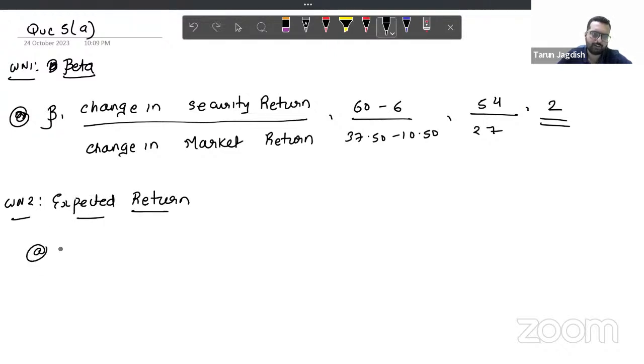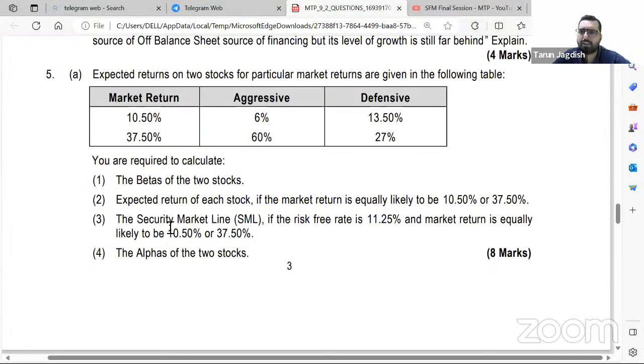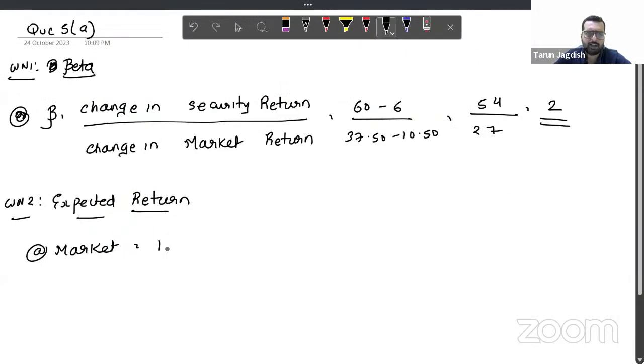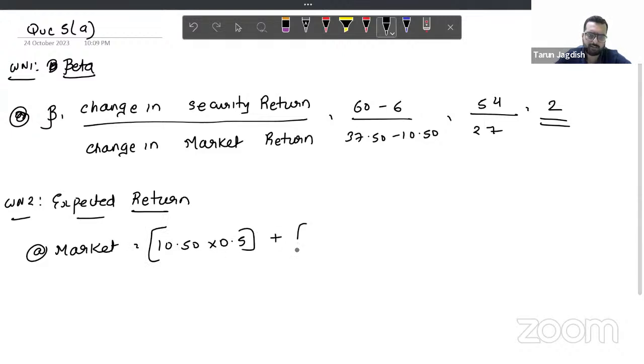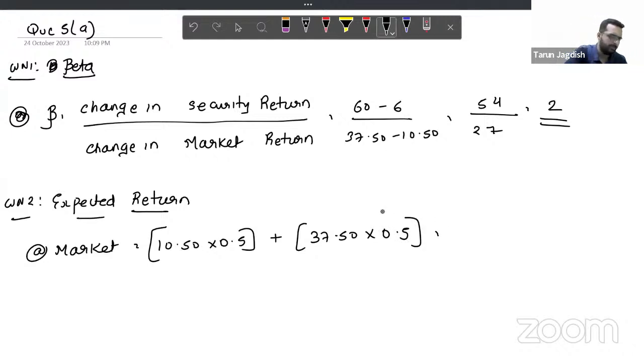All right. First, I'll find out the expected return of the market. How do you find out the expected return? Outcome into probability. So that will be 10.5 into 0.5 plus 37.5 into 0.5. All right. So now tell me, do you get the answer as 24%?